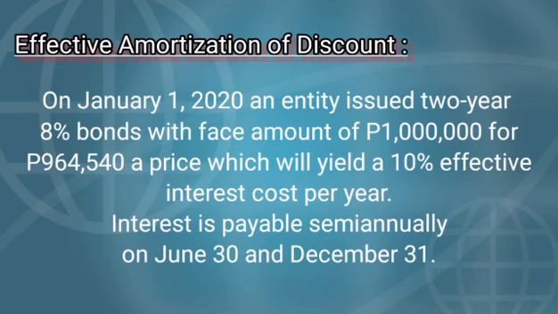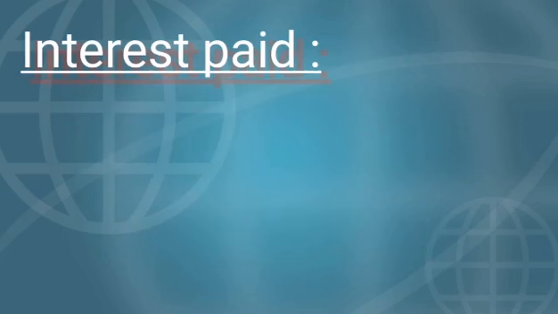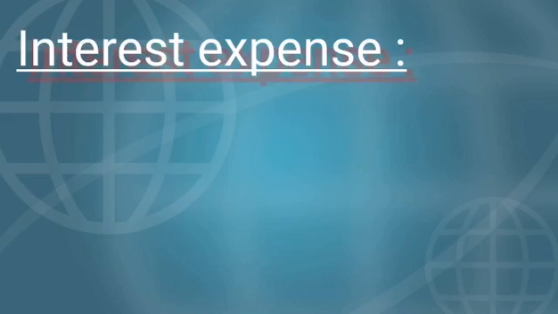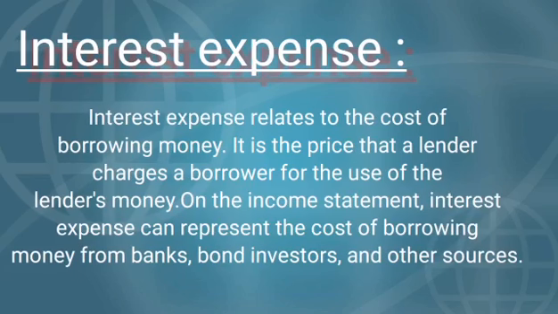Effective amortization of discount. On January 1, 2020, an entity issued 2-year 8% bonds with face amount of 10 million for 9,064,540, a price which will yield 10% effective interest cost per year. Interest is payable semi-annually on June 30 and December 31. Interest paid: face amount times the semi-annual nominal rate of 4% equals 440,000.